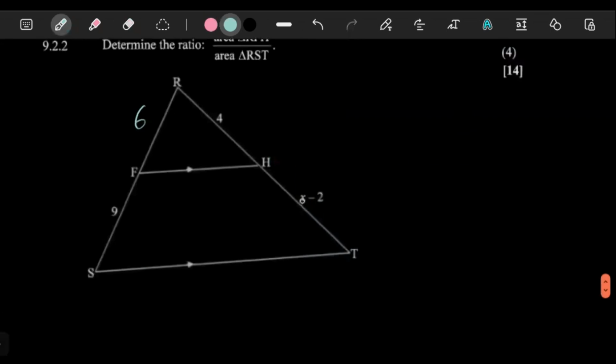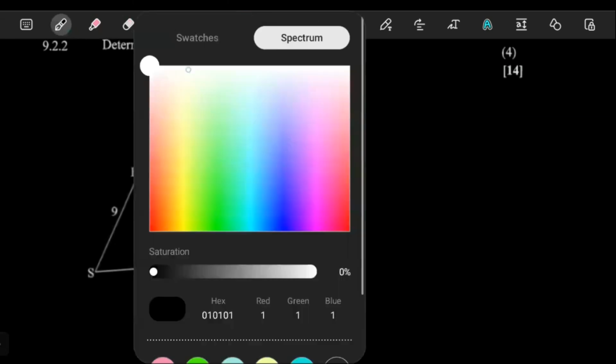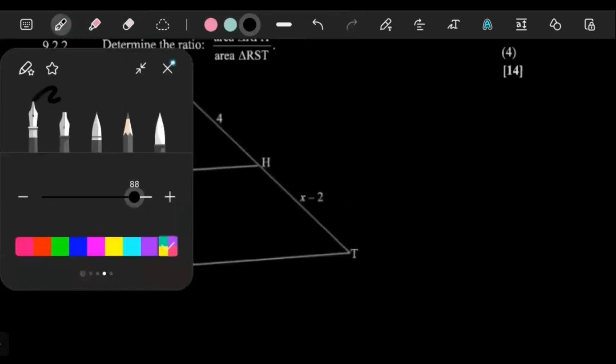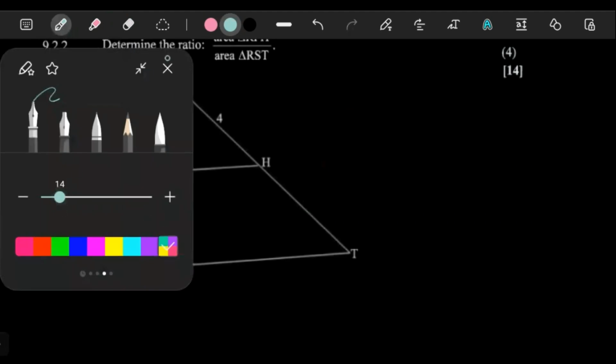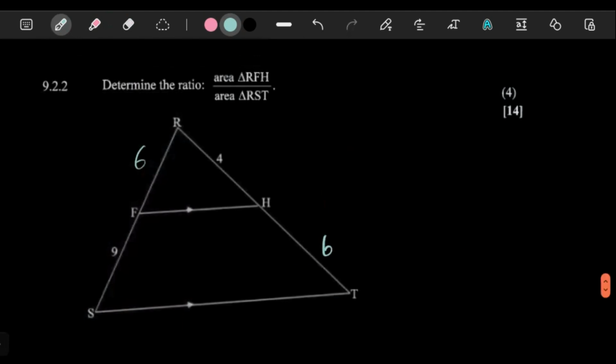And then here this is going to be 8 minus 2. So that's also a 6. I guess this is just a coincidence. Let's put a 6 over there as well. And then we shall start. So they want us to get the ratio of the area of RFH. Let's see what RFH is first. RFH. And RST. Oh, RST is the big one.